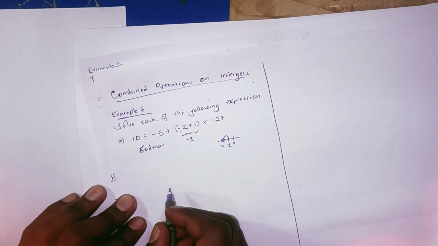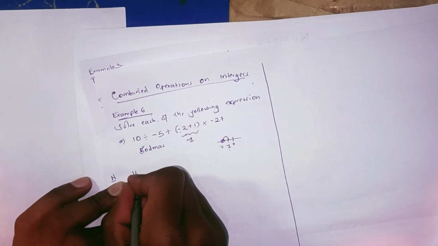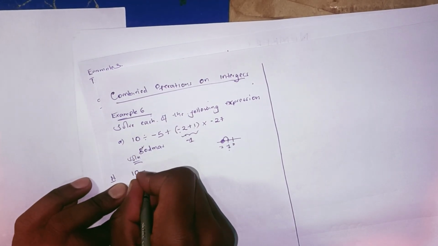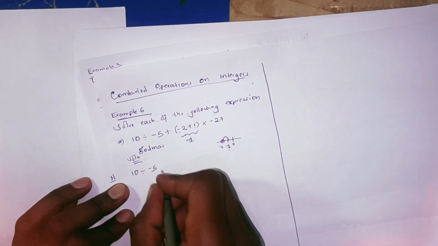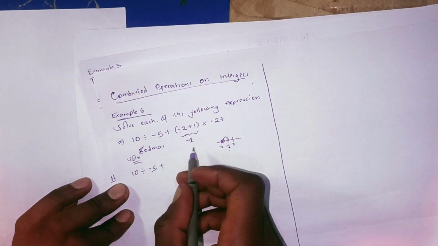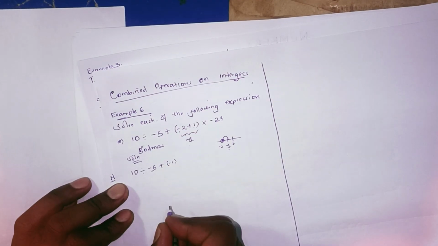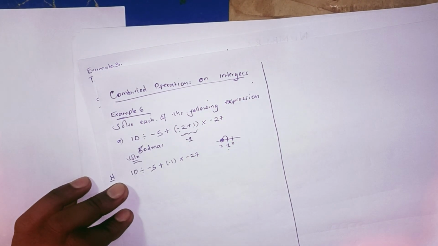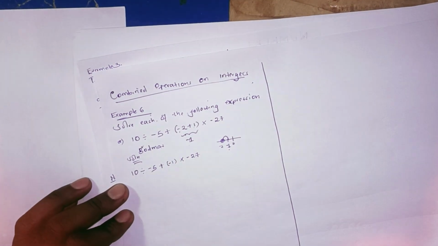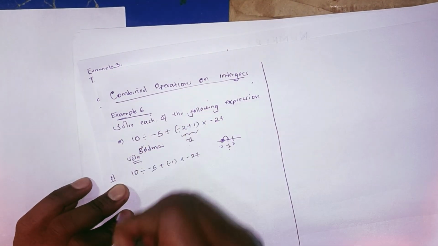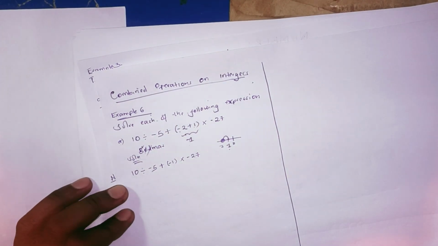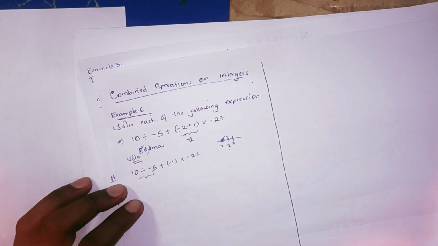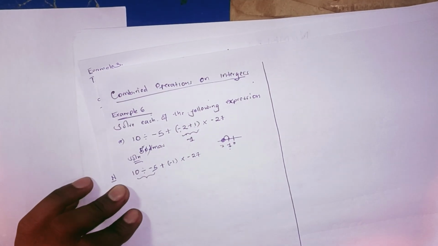I will rewrite my operation here. Let me just write the solution. It is 10 divided by negative 5, now plus negative 1 times negative 27. The next one is off; we don't have off. We go to division. Division is in this first group, that is 10 divided by negative 5.